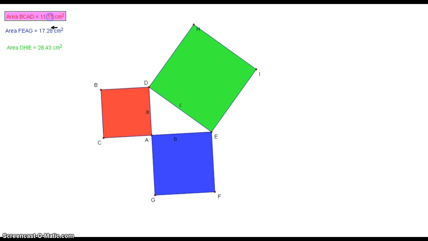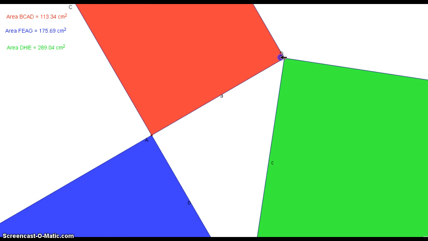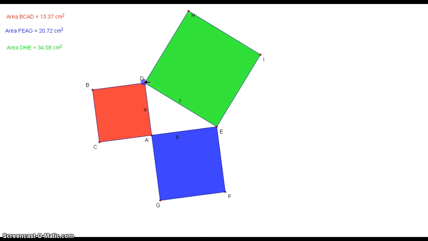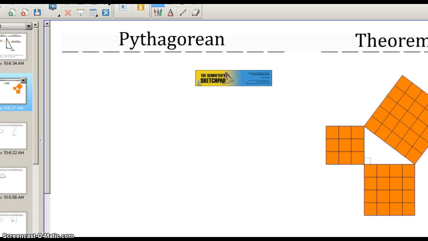So if you see here, 11 and 17 is going to give us 28. No matter how I move this right triangle, whether I make it bigger or smaller, this area and this area are always going to equal the green area in any right triangle. So that's what Pythagorean theorem states.